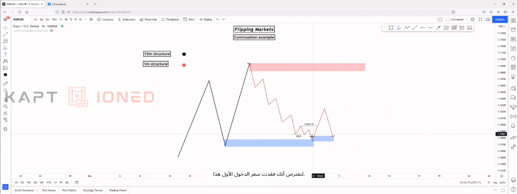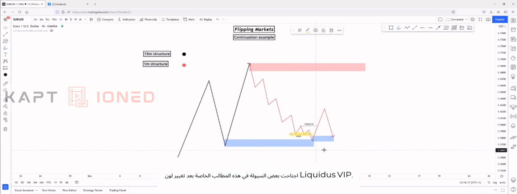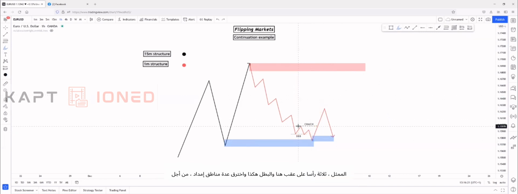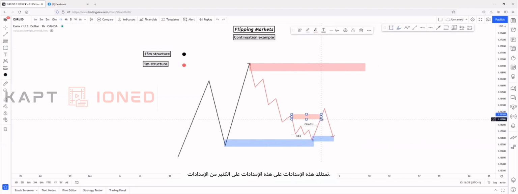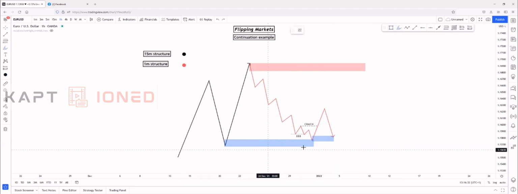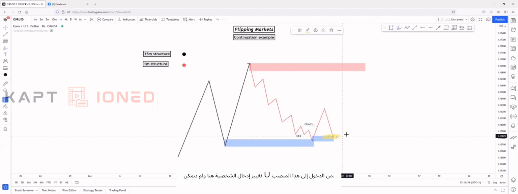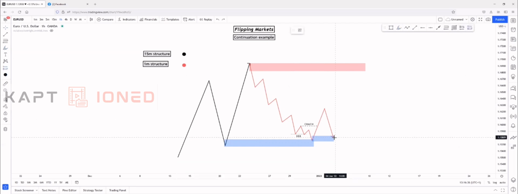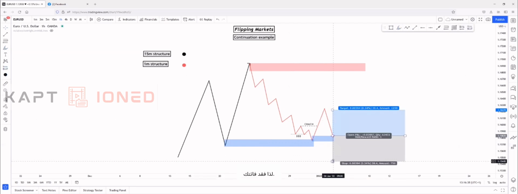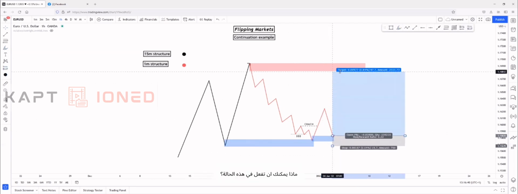Okay, let's say you missed this first entry, price swept some liquidity into this demand zone. After the liquidity sweep, it changed character to the upside here and here also, and broke through several supply zones. For example, this supply zone, so many supply zones. Let's say you missed the change of character entry here and you couldn't enter the position. So you did miss it. What can you do in this case?